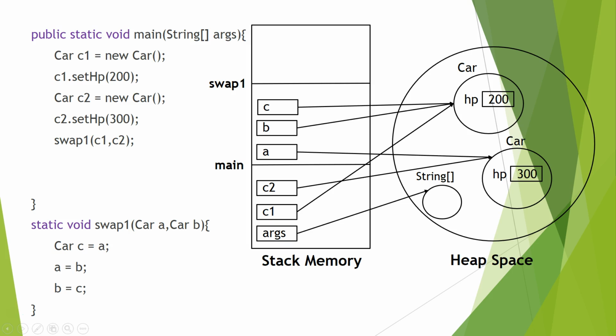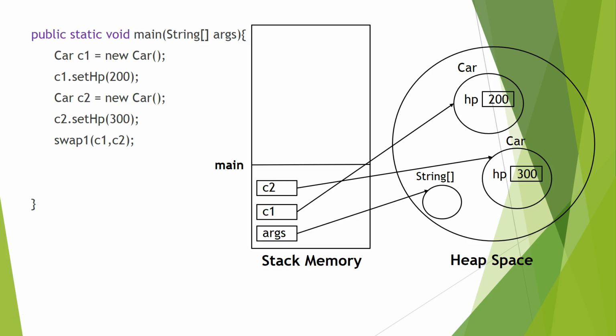The question is, does this swap affect the values of the passed arguments C1 and C2? The answer is no. C1 and C2 are still referring to their instantiated objects, so this swap1 method has swapped its parameters A and B but didn't swap its passed arguments C1 and C2. And now, after finishing the execution of swap1 method, it is removed from the stack with all of its contents.